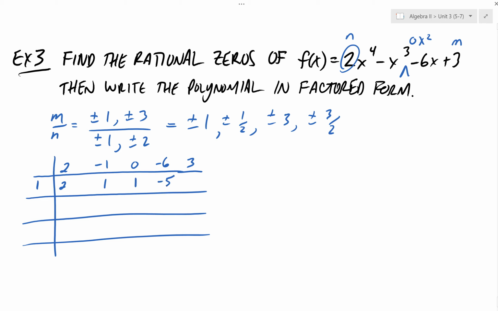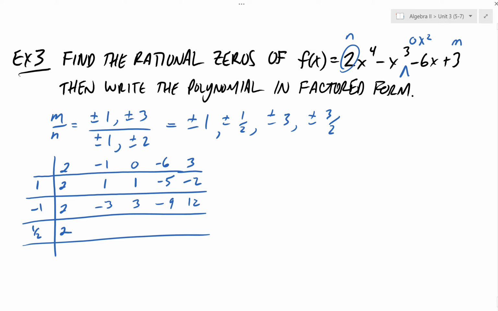So now we'll try negative 1. Bring down the 2. Multiply negative 2, add negative 3. Multiply 3, add 3. Multiply negative 3, add negative 9. Multiply 9, add 12. So that one didn't work either. So our next one I'll try is 1/2.